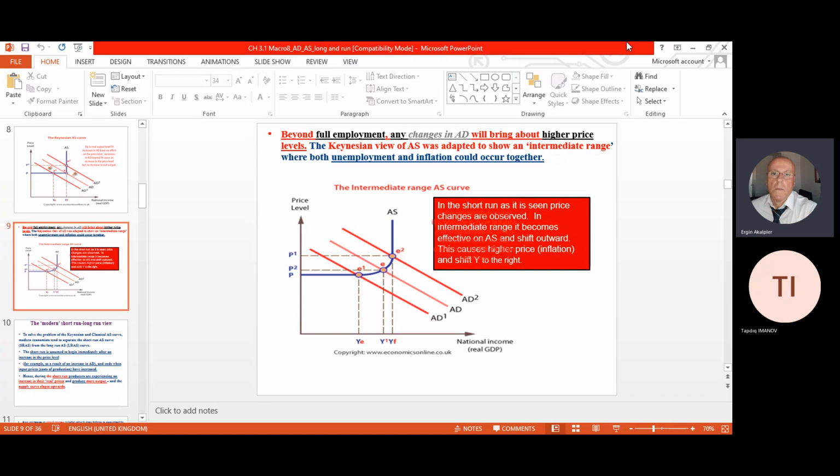The Keynesian view was adapted to show the intermediate range where both unemployment and inflation could occur together. In the short run, as seen, price changes are observed in the intermediate range where these red lines indicate aggregate demand. It becomes effective on aggregate supply and shifts outward. As you see, the aggregate supply accelerates, shifts, and moves to the long run position where it becomes vertical. This causes higher prices, inflation, and shifts the output to the right, as represented on the graph.